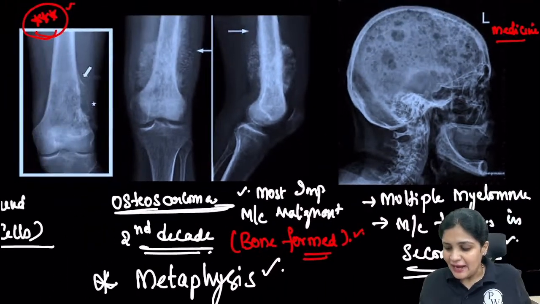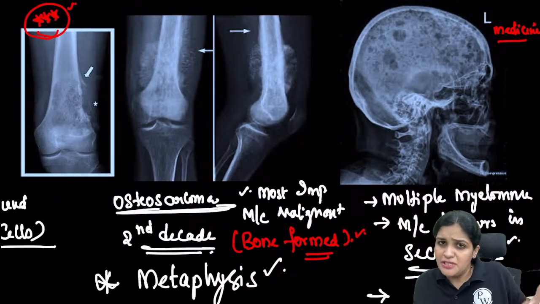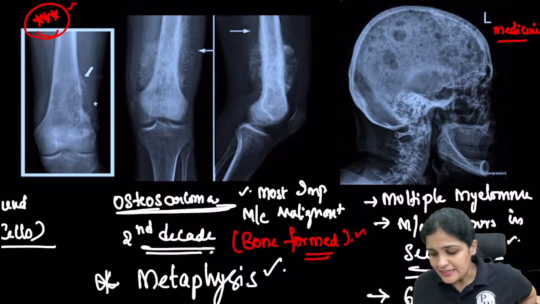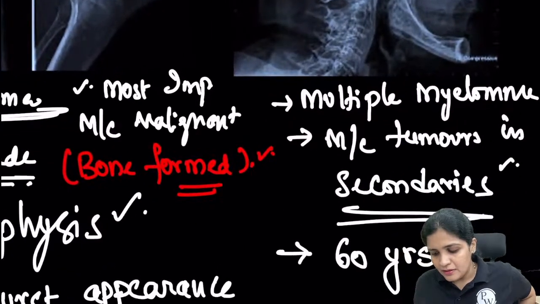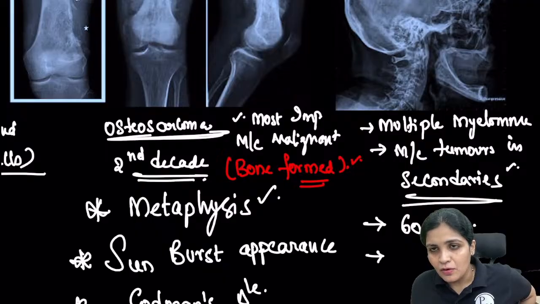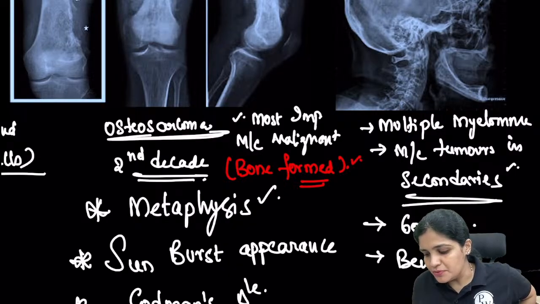After secondaries. And what is the age group for multiple myeloma? I think you know this better than me because you have already read in medicine. 60 years? Yes, age group. Am I right? So multiple myeloma is usually seen in the elderly, right? 60 years of age group. And what is the most important thing in multiple myeloma? What happens here? What are those proteins which are produced? Yes, those are the Bence Jones proteins.